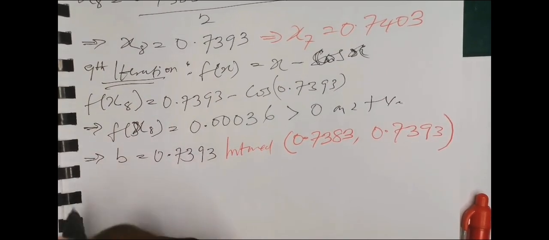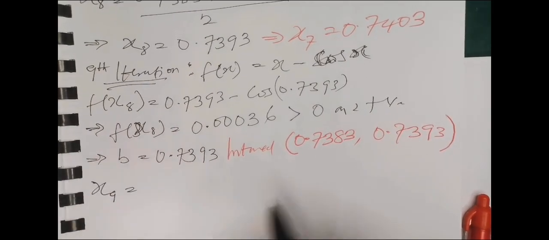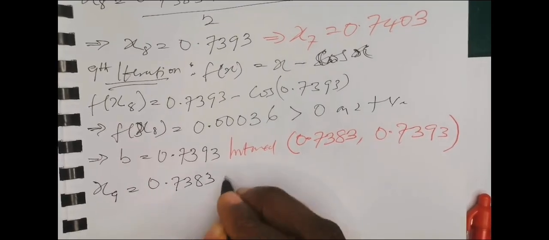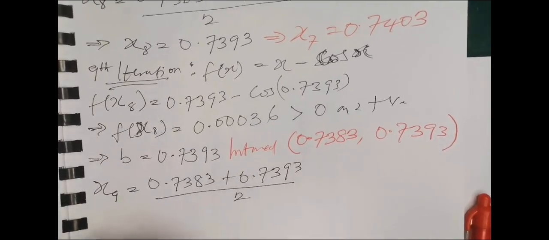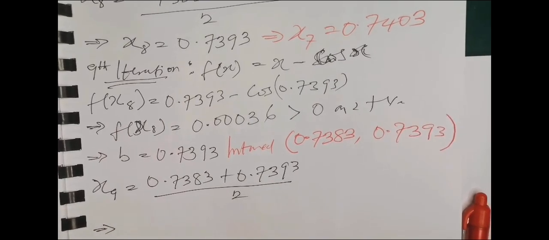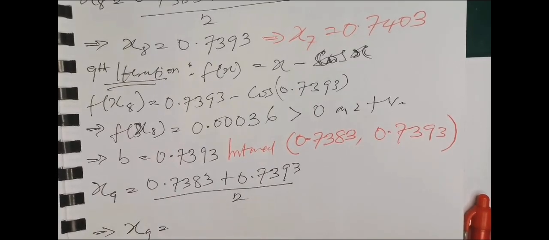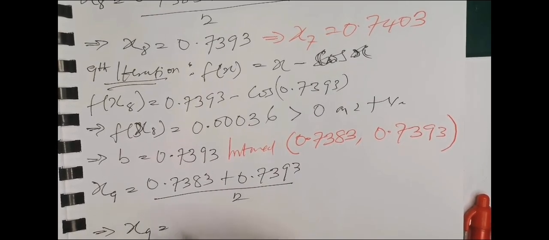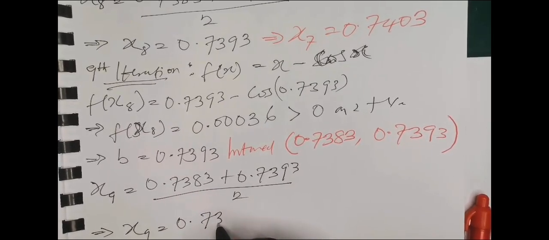So we find the ninth root, s9, which is now lying between these 2 points, 0.7383 plus 0.7393 divided by 2. So this simply implies that the ninth root, s9, is equal to 0.7383 plus 0.7393 divided by 2. That gives us 0.7388.